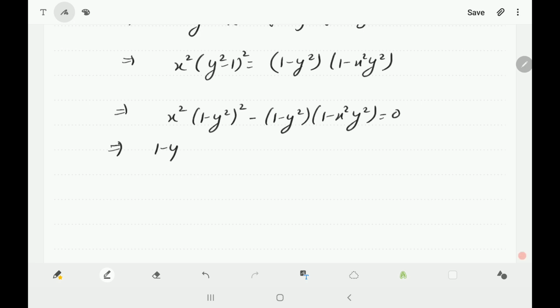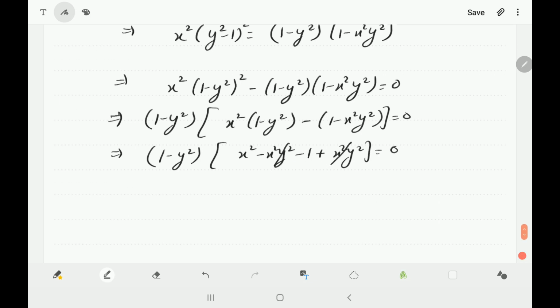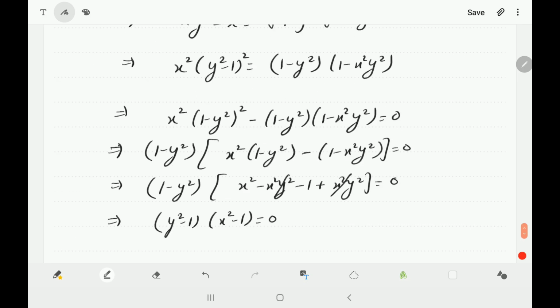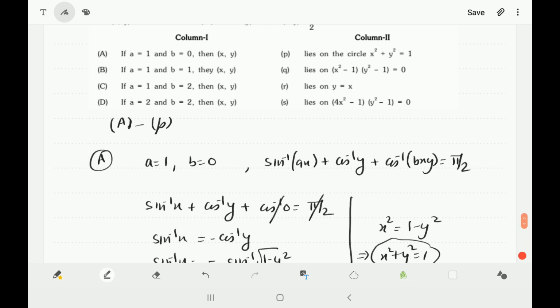If you see, 1 minus y square is coming out common, so you are left with 1 minus y square times x square into 1 minus y square minus 1 minus x square y square. If you open this term, you will be left with x square minus x square y square minus 1 plus x square y square. Now x square y square will cancel out, so taking negative common, you will be left with y square minus 1 into x square minus 1 is equal to 0. This was given in the options, x square minus 1 into y square minus 1 is given in option Q. So B will be matched with Q.